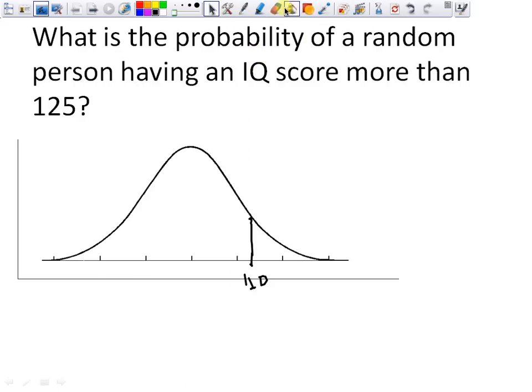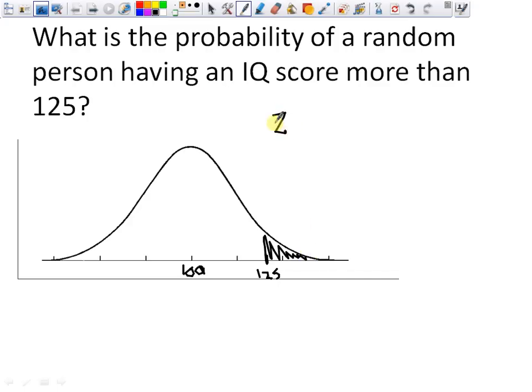Now we want more than 125. So again, we can't use the empirical rule, because 125 doesn't lie exactly 1 or 2 standard deviations away. Remember, this is 100. This is 115, 125 is around here. So we're trying to find the probability to the right. Again, we know it's going to be less than 0.5 because it's less than half of the curve. So we get our z-score.